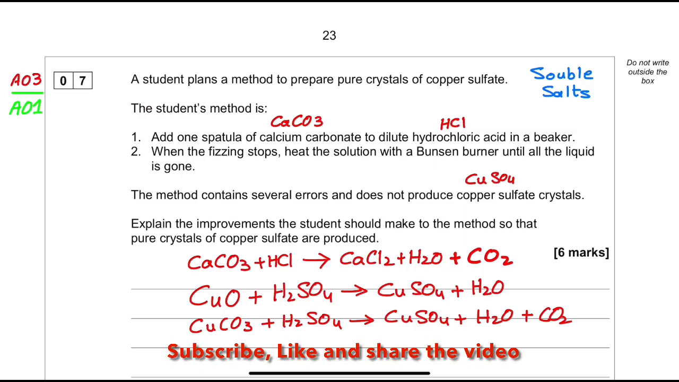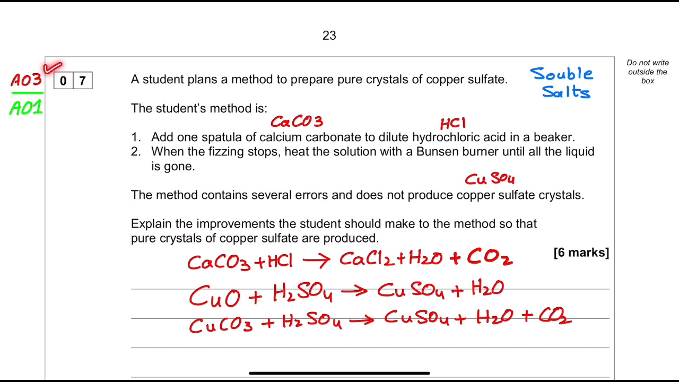Question number 7. It is an AO3 and AO1 combination question. And this question is from Soluble Salts. A student plans a method to prepare pure crystals of copper sulfate. The student method is given below.